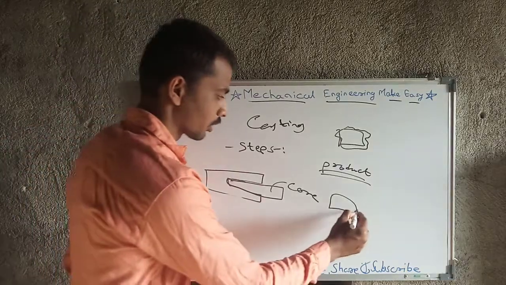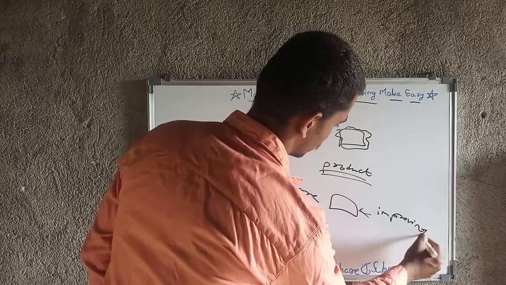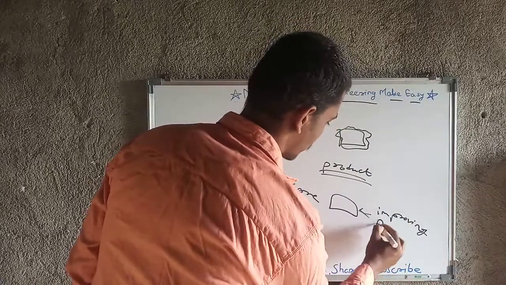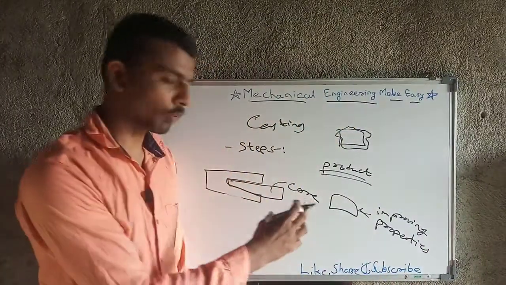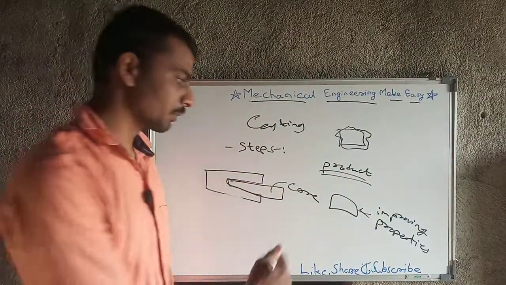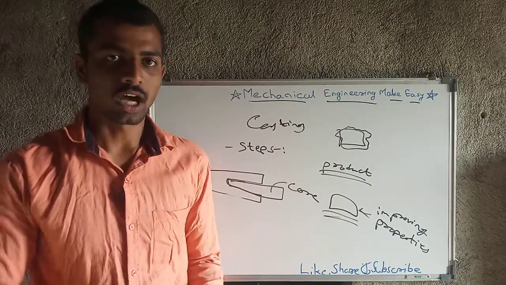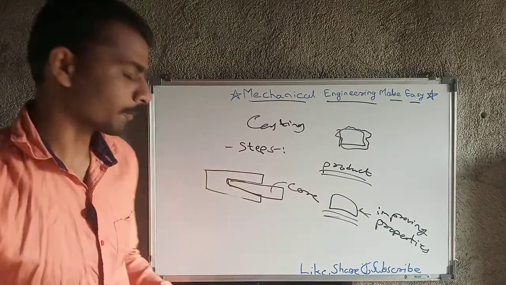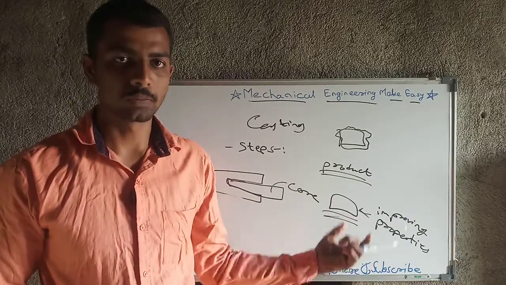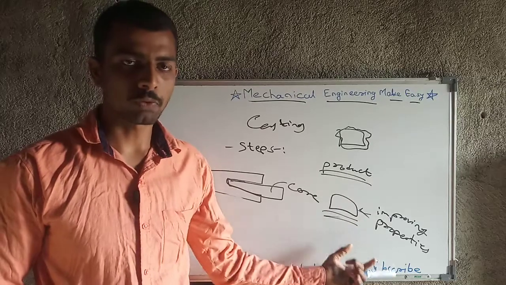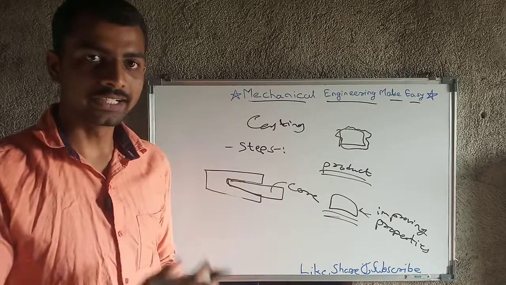Then heat treatment, for improving the properties of the material or the casting, we have to do some heat treatment like carburizing, nitriding, etc. That will depend on what function the part is going to perform. So depending on that we are going to improve the properties. And the next process is retesting.